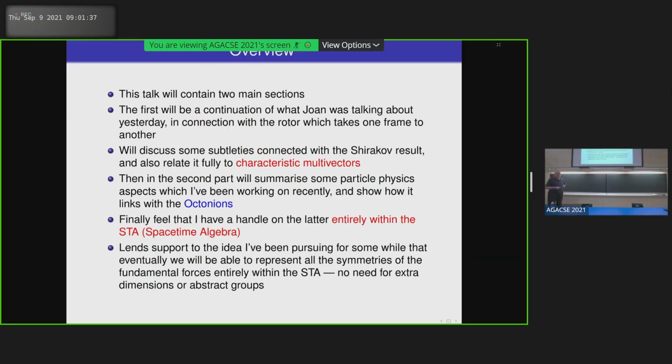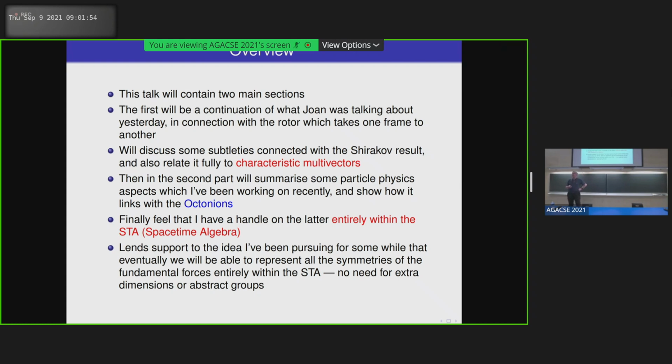What I'm going to be talking about today is really in two main sections. The first section will be a continuation of what Joan was talking about yesterday in connection with the rotor which takes one frame to another. And then the second part, I'll move on to some particle physics aspects which I've been working on recently and show how it links with the octonions.